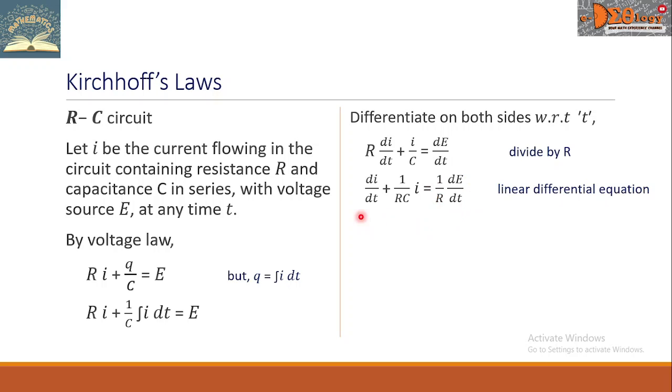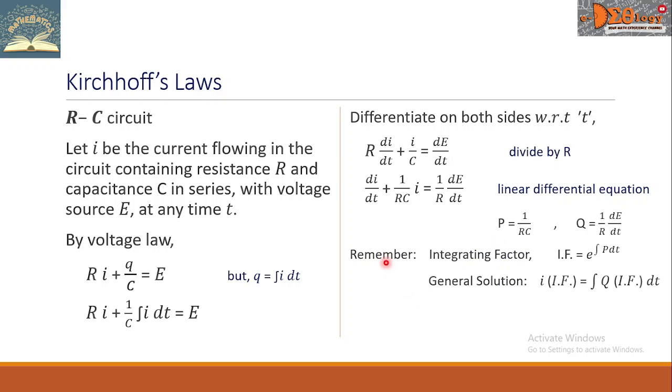We can see that this is a linear differential equation. So it means we can collect the values of P and Q. The P is this 1 over RC and the Q is the right hand side, 1 over R times dE over dt. Same procedure, we're going to go for step 1 to compute for the IF. The integrating factor, this is the formula. After that, we compute for the general solution and this is the formula.